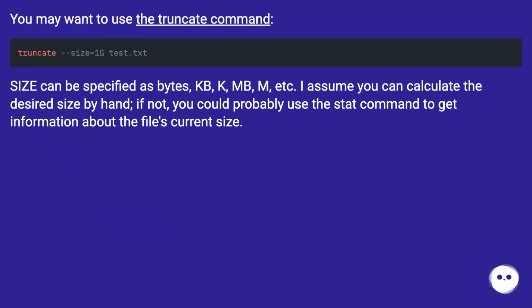You may want to use the truncate command. Size can be specified as bytes, KB, K, MB, M, etc. I assume you can calculate the desired size by hand. If not, you could probably use the stat command to get information about the file's current size.